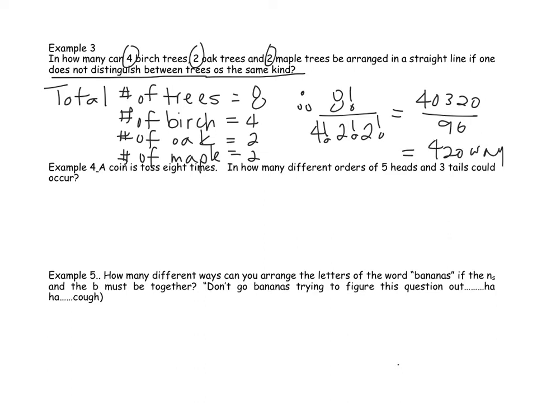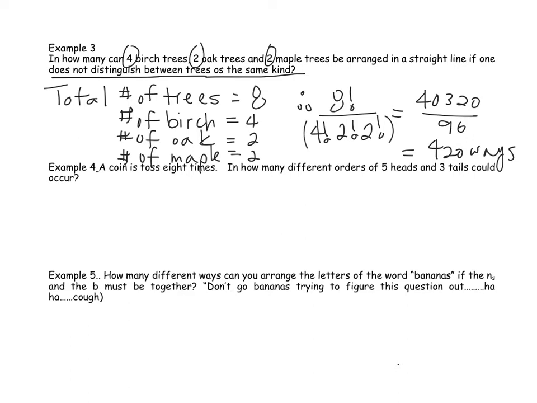If you set it up on your calculators, make sure that you put brackets around this part. Okay, so we'll do 8 factorial divided by bracket, 4 factorial times 2 factorial times 2 factorial bracket. Okay, and then that will give you the correct answer. If you don't put the bracket in there, it'll divide by 4 factorial, then multiply it by 2 and multiply it by 2 rather than dividing by 2.